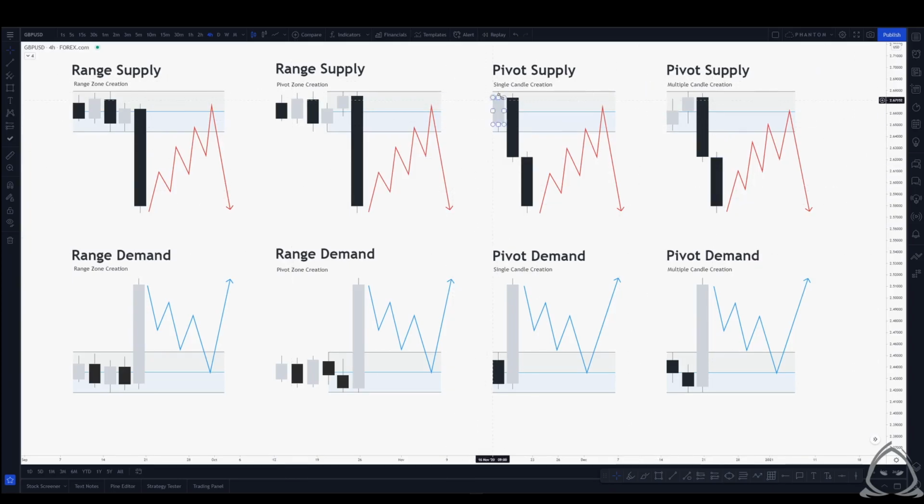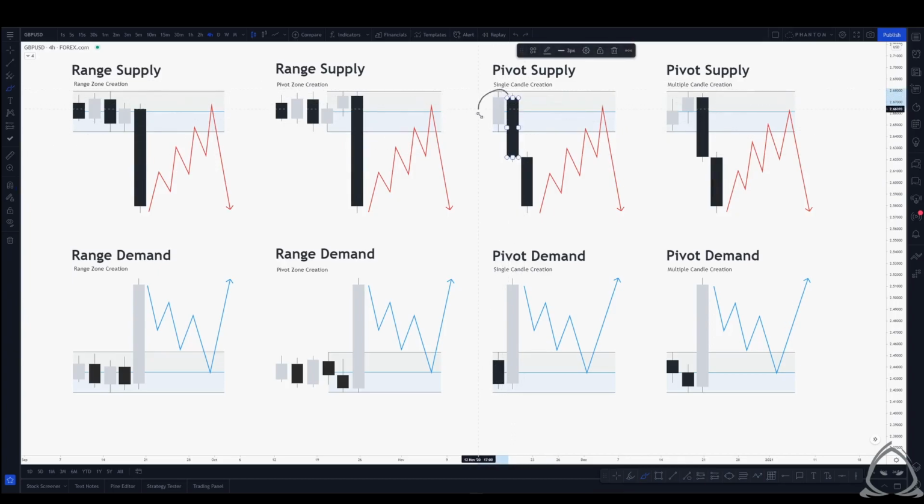Now, what we can also do is look at the pivot supply, pivot demand. And again, this factors into what we were just speaking about, where you have single candle creation and multiple candle creation of these supply and demand zones. If we're using pivot supply with a single candle creation, basically we have that bullish candle before the bearish expansion outside of that pivot. If it was a continuation pattern, we would have something like this, where we have that down move, the sharp move to the upside, and then the sharp move to the downside. So it's conceptually the exact same as what we had just spoken about.